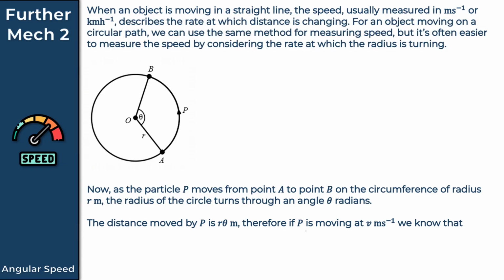So therefore, if P is moving at v meters per second with this speed here, we know that v is equal to the derivative of r theta with respect to time t. So that's equal to r times d theta by dt. And in that case, we just get r times theta dot. Before we work through a couple of practice questions here, I want to quickly summarize what we found here for angular speed.